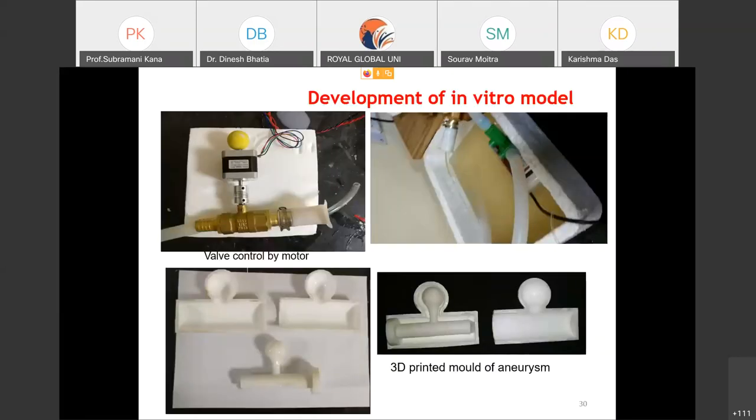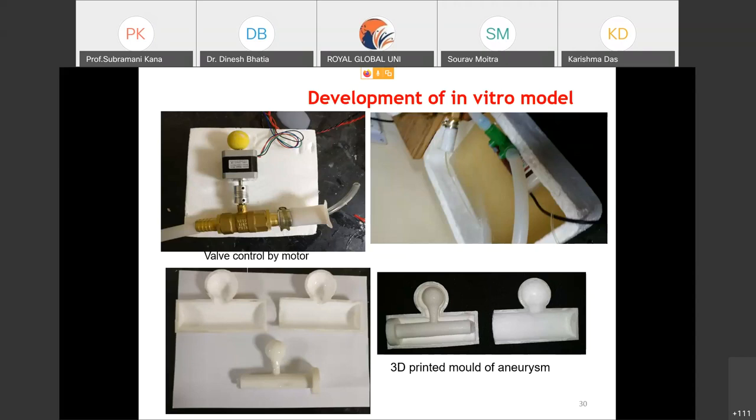Okay, we have prepared the material, and now we are working on the in vitro model. So we'll be developing that aneurysm model, with the blood flow, and this is all a 3D printed component. We'll be mixing the dye so that we can see the flow pattern, and we are doing some analysis also. So in connection with 3D printing for the treatment of aneurysm, we are working on that.